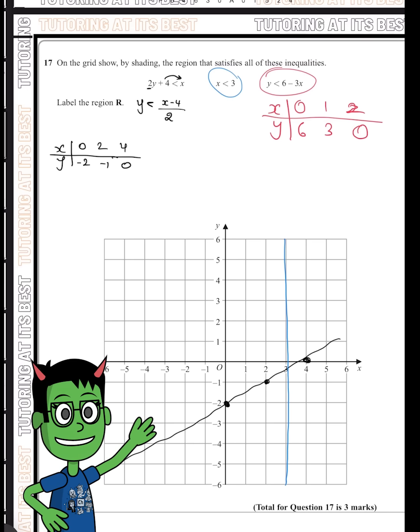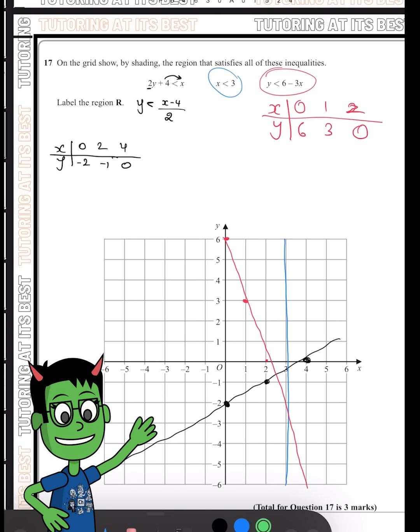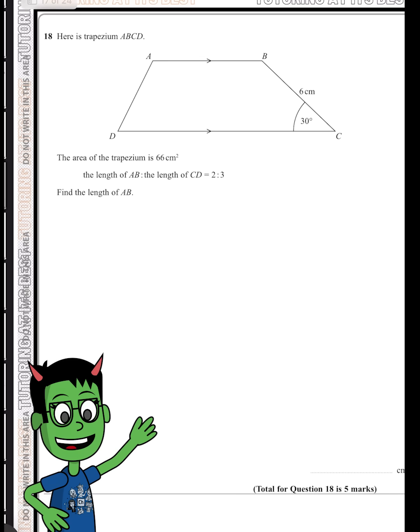And then go ahead and plot this as well. So we'll have (0, 6), (1, 3), and then (2, 0). And then all we need to do is simply draw a line right away. Marvelous. And then it asks us to shade in the region and label it R. So we now know, and I'll shade it in green. Okay, let's go for question 18.